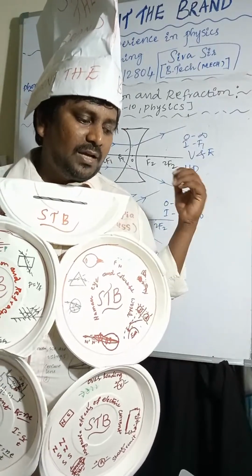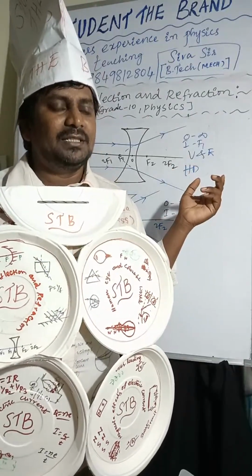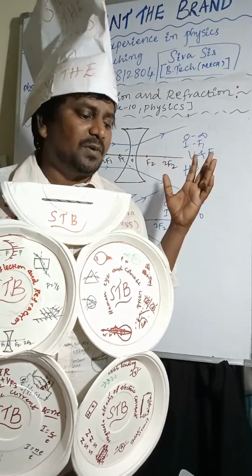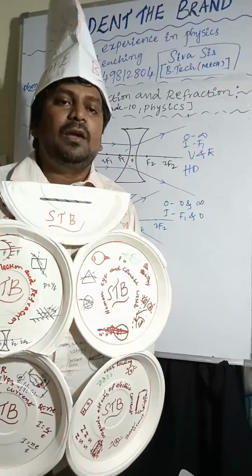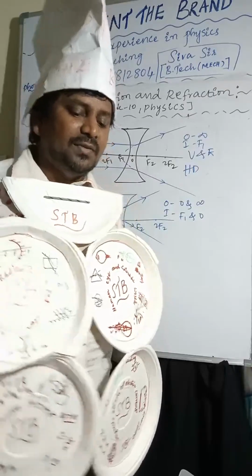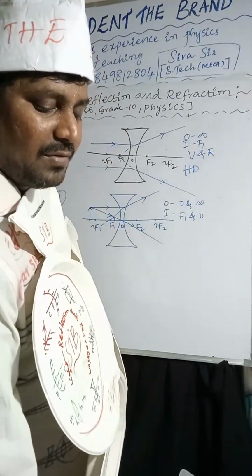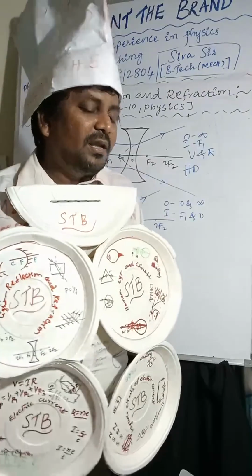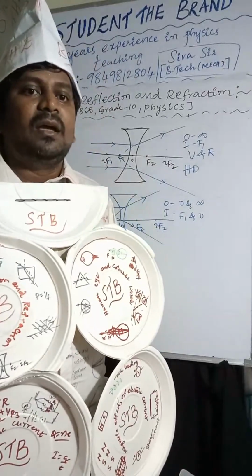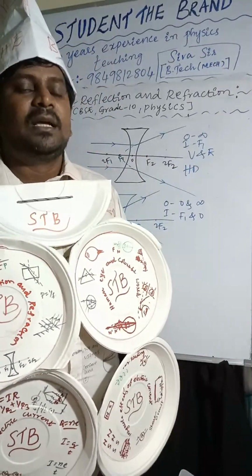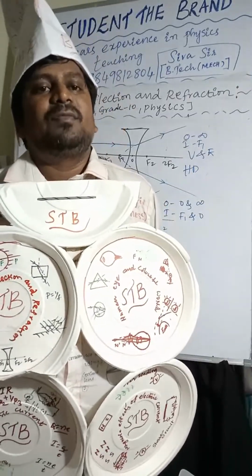Now image formations are completed. Next is the power of lens. Power of lens is the reciprocal of focal length: P equals 1 by f. The degree of converging or diverging of a lens is known as the power of lens. P equals 1 by f.